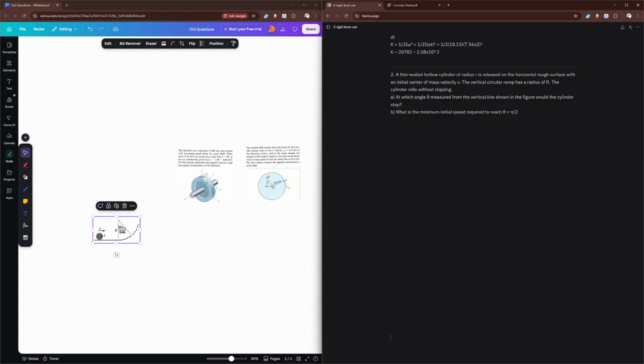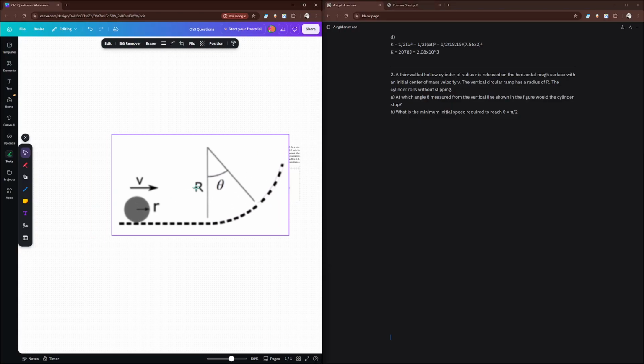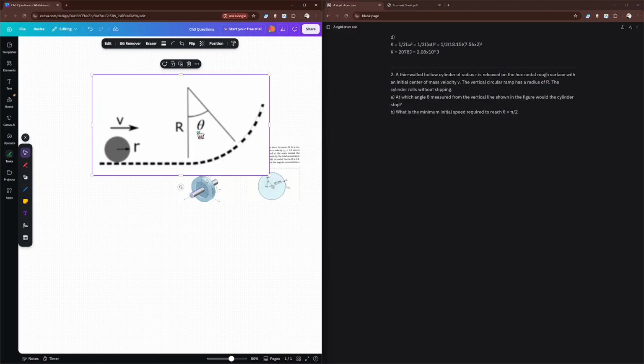A thin-walled hollow cylinder of radius r is released on the horizontal rough surface. This means there's friction, right? With an initial center of mass velocity v. The vertical ramp has a radius of capital R. The cylinder rolls without slipping. So those are all things to keep in mind, right? Anyways, at which angle theta, measured from the vertical line as they've displayed here, would the cylinder stop?